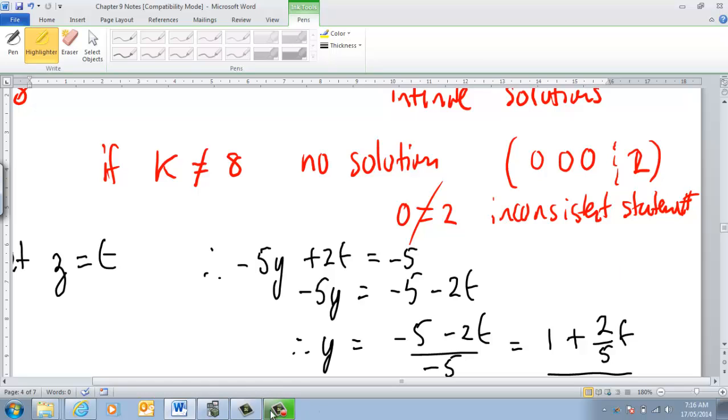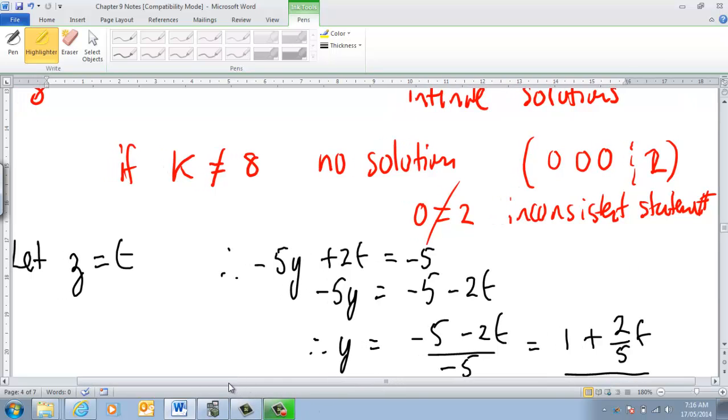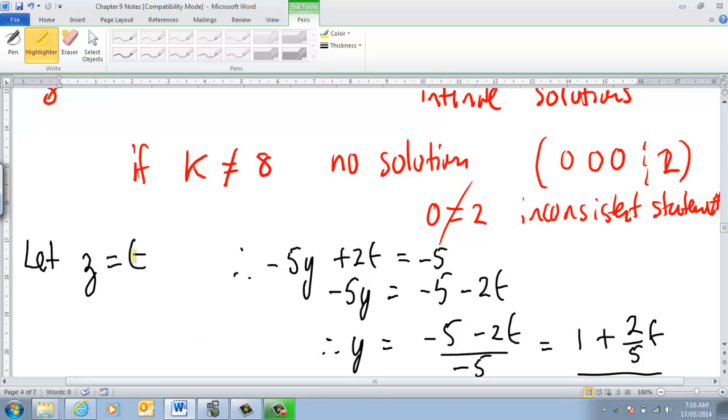Now, this is what we call parametric form. I'll just go through the process of this. The first thing that we need to do over here is say let z equal t. Okay, so we've got 3 unknowns, and we've only got 2 equations. Generally, you need 3 equations with 3 unknowns. So that's why we have to do this.